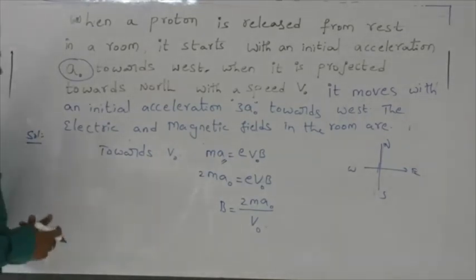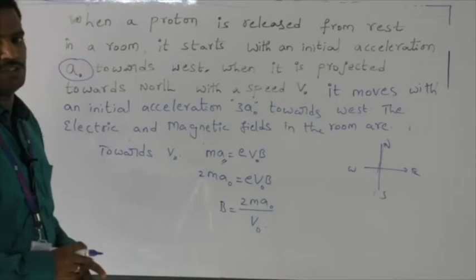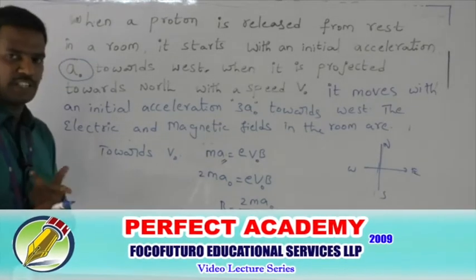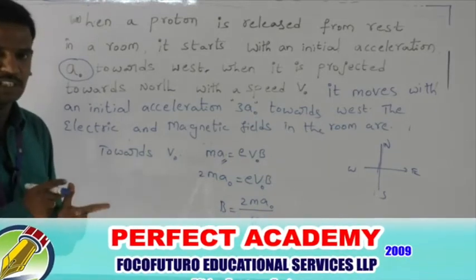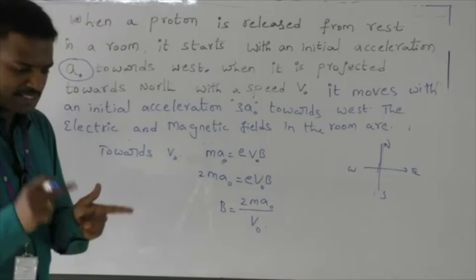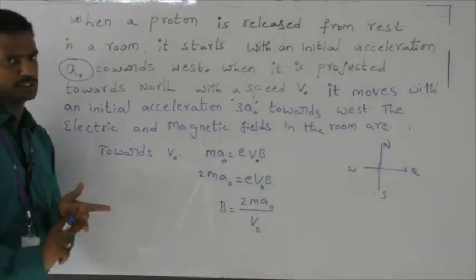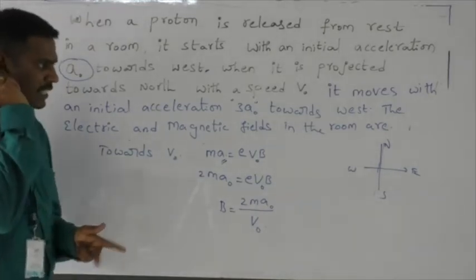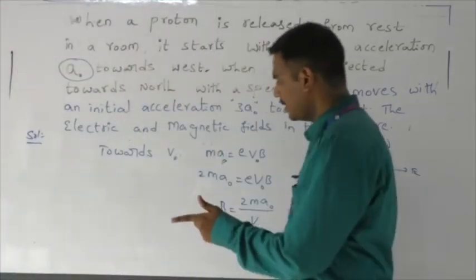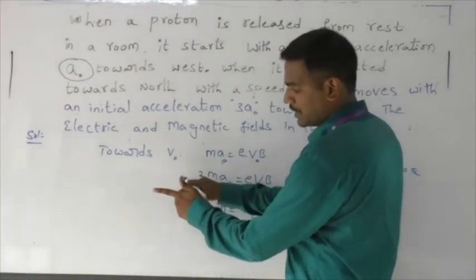Now the question arises, what is the direction? We can use Fleming's left hand rule. What is Fleming's left hand rule? The central finger shows the direction of the current, or the motion of the charged particle. The thumb shows the direction of the force. And the forefinger shows the field. Since it is projected towards the north, I can say it like this. So this is the direction of motion of the charged particle.